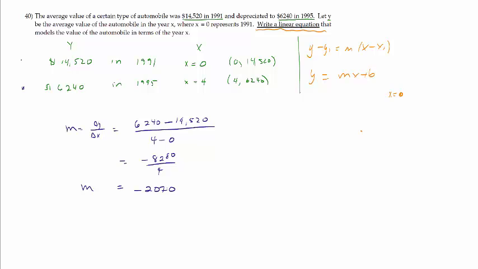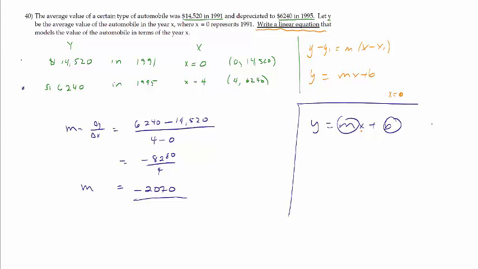Okay, so now I know what the slope is. It's decreasing. So I have to plug it into one of these two equations. Like I said, both of them work nicely. Use either ordered pair. I happen to know the y-intercept, and that's why I'm going to go with the slope-intercept form. So I know that y equals mx plus b. We just found the slope, right? It's negative 2,070. And then what's my y-intercept? What's the value of y when x is equal to 0? That's this ordered pair right here, 1991. So y is equal to my slope, negative 2,070 x, plus the value at time 0, which is 14,520. And there's the function.